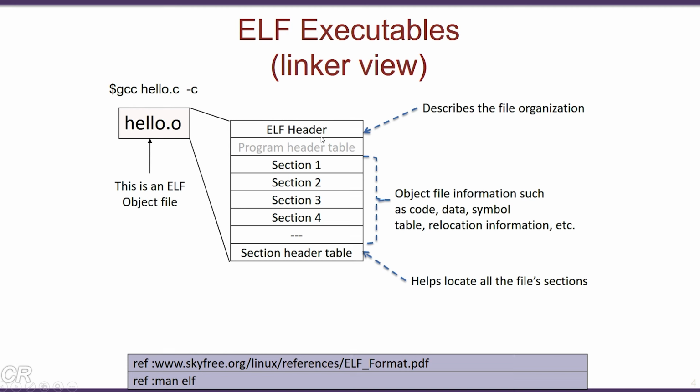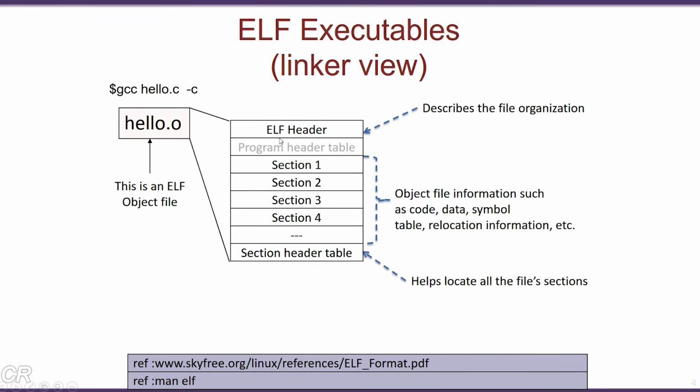At the start, you have an ELF header which describes the entire file organization. Then you have various sections which contain the code, the data, the symbol table, relocation information, and so on. And you also have a section header table. In this section header table, essentially there is a structure which would help you locate the various sections present in the ELF object file. There is also a structure known as the program header table, but this is typically not present in the object file.